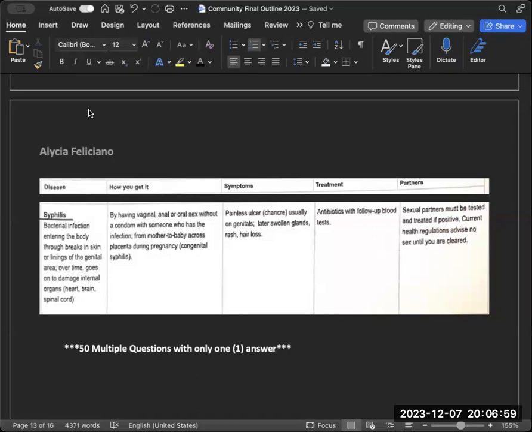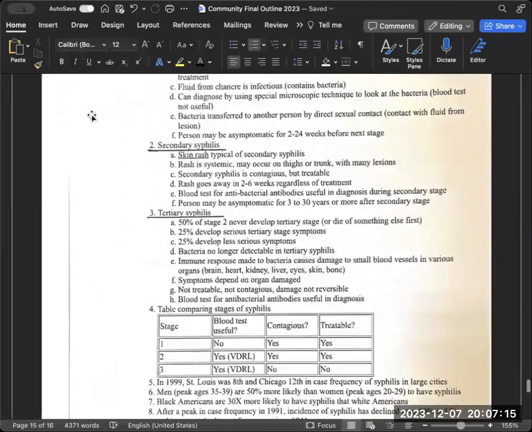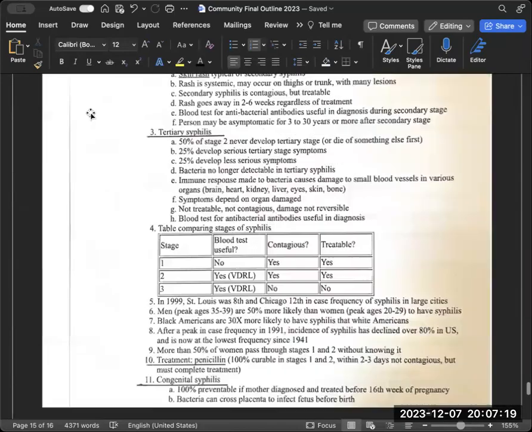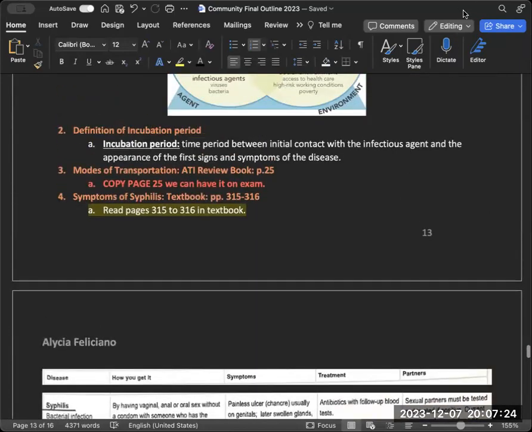Treatment: it's a bacterial infection, which means we give antibiotics followed up with a blood test. For partner notification, they must be tested and treated if positive. Current health regulations advise no sex until you are cleared. So this is the summary of syphilis. Like I said, I included the screenshot of the notes that Dr. D sent us. And yeah, that's pretty much it for the final review.